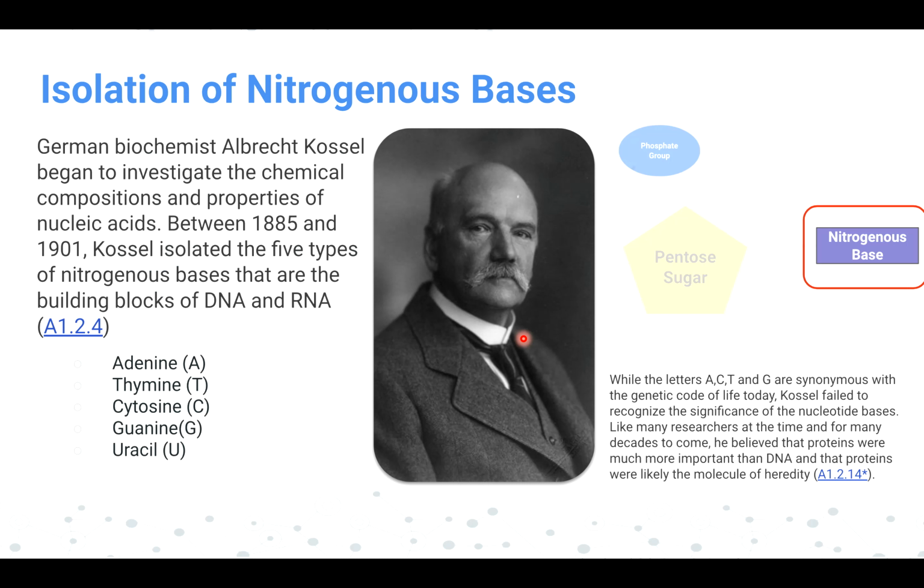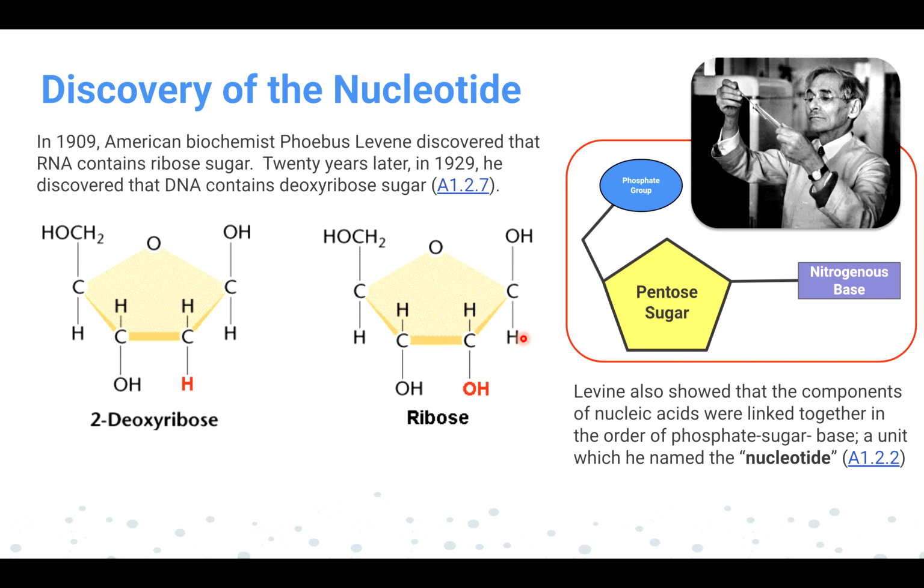Isolation of nitrogenous base was done by Kossel, the German biochemist. He investigated the chemical composition of the nucleic acid between 1885 and 1901, and isolated the 5 types of nitrogenous base for the first time. Nucleotide was discovered by American biochemist.